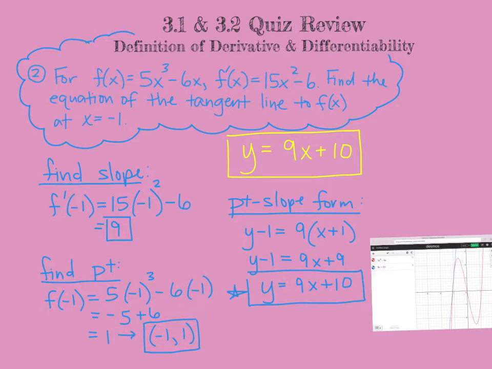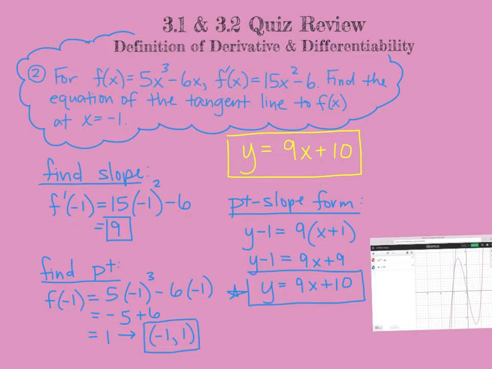So now we have a point and a slope, and we plug it into point-slope form. Be careful with point-slope form. Remember, it's y minus the y coordinate equals your slope times the quantity x minus the x coordinate. So that's why it looks like they're opposites here. And then we distribute the 9 and add the 1, so we end up getting y equals 9x plus 10.